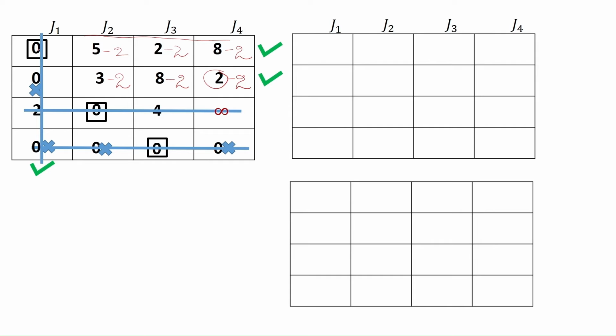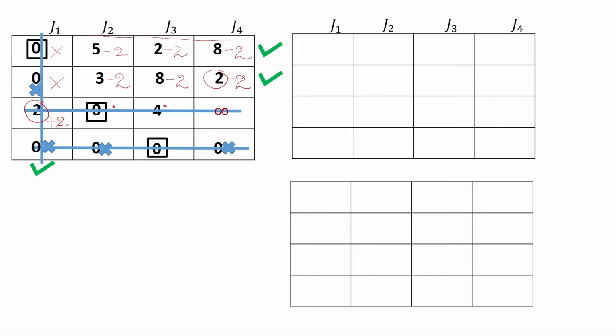This element 0 is on a single line, so I don't do anything on this. This 0 is also on a single line, so I don't do anything on this. But see this 2. This 2 is at an intersection. So what do we do for intersection? We add the minimum element on the intersection point. So I do a 2 plus 2. This 0 is on a single line, so you don't do anything. This 4 is on a single line, you don't do anything. This infinity is on a single line, you don't do anything.